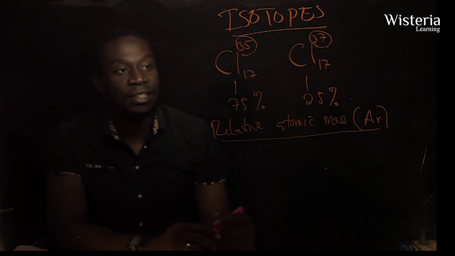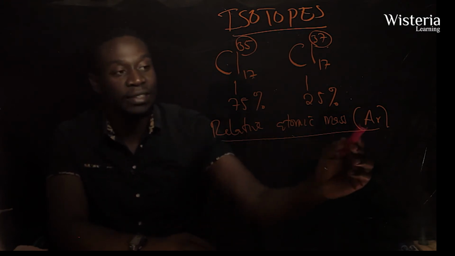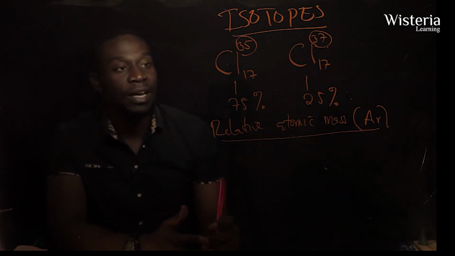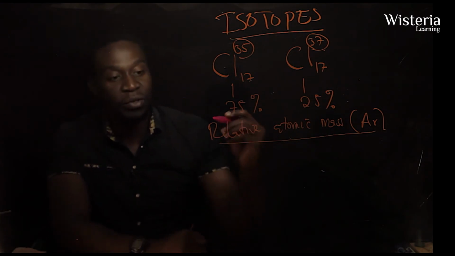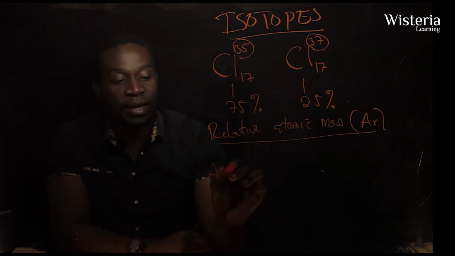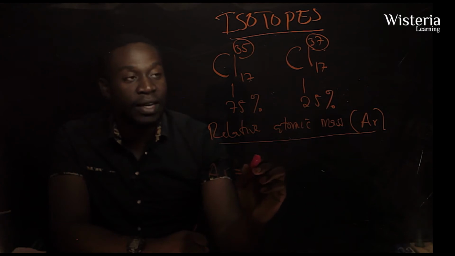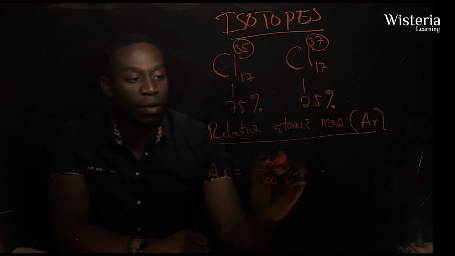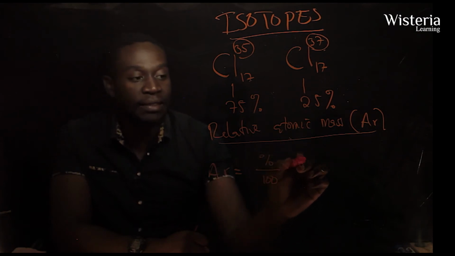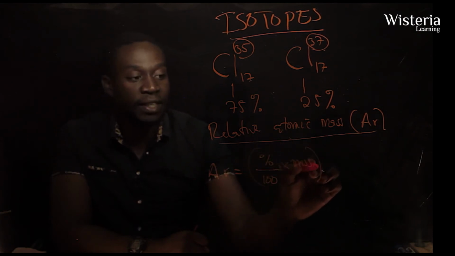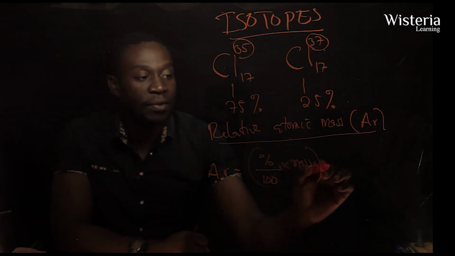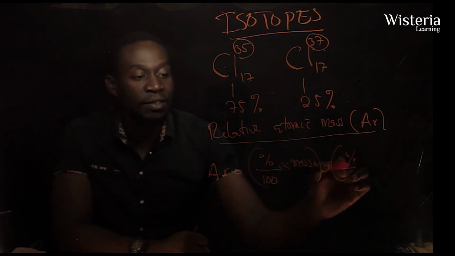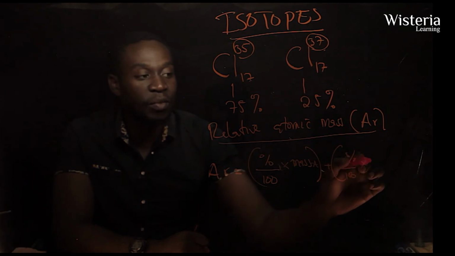So in this case, if we want to find the relative atomic mass, which is the mass of one atom, what we do is we say the relative atomic mass is equal to, you get the percentage abundance, we divide it by 100, then plus, you multiply it with the mass. So this is for the first isotope, let's say it's A, then you add the percentage abundance, you divide it by 100%, you multiply it with the mass.